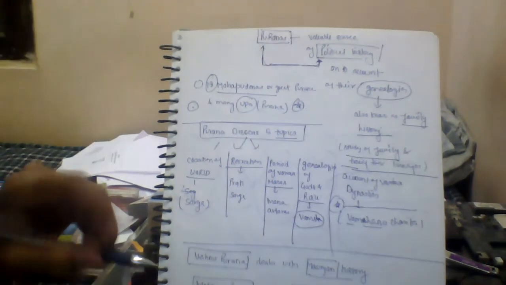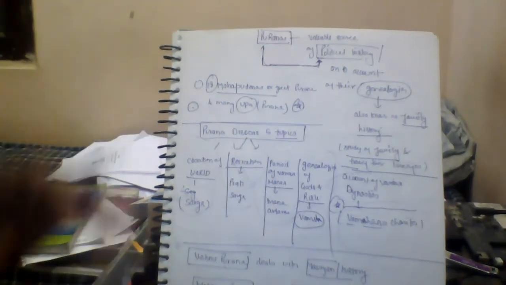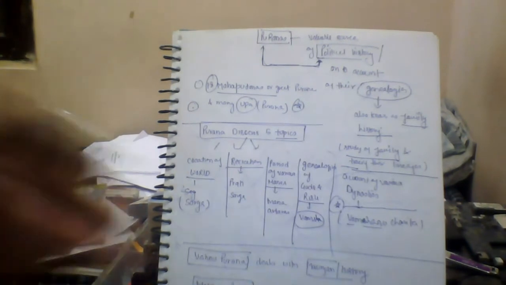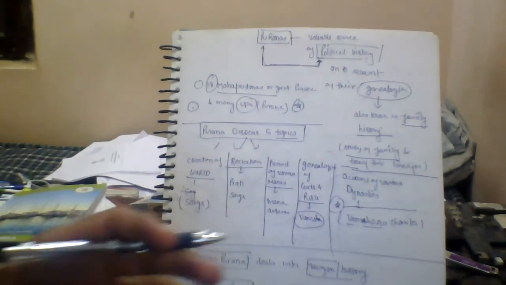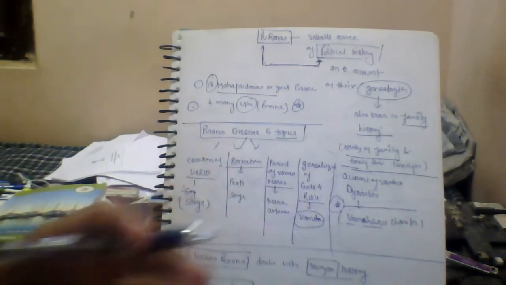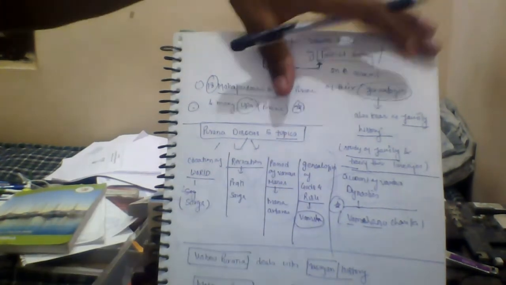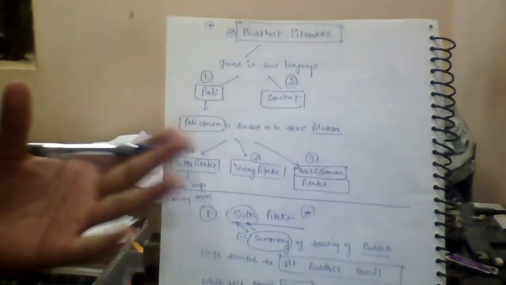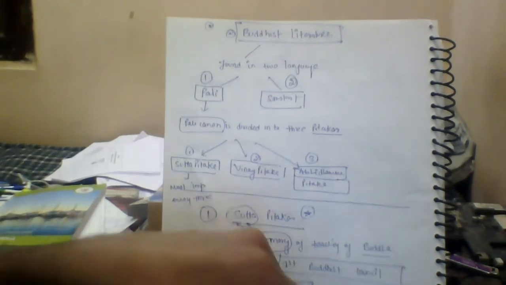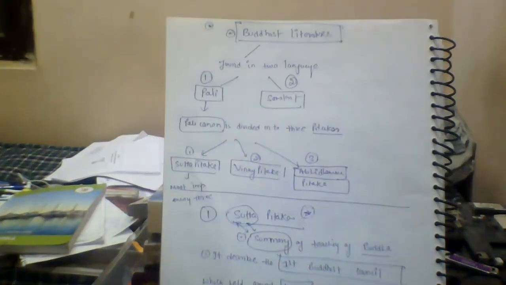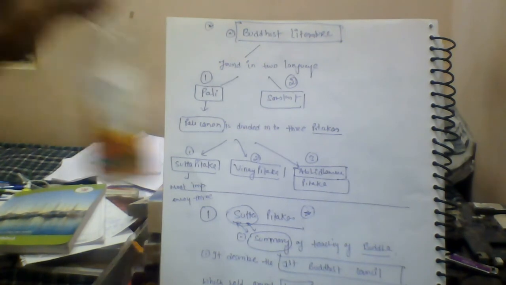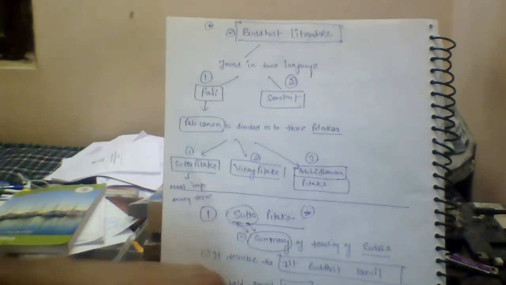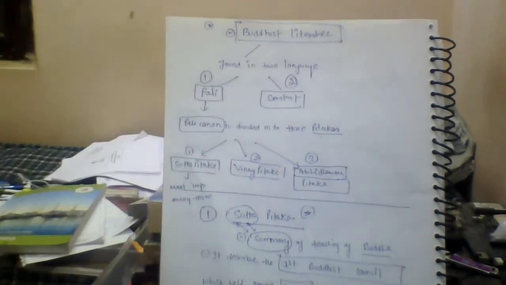So these are the things that you can understand. We are not literally getting into history right now. We are looking for the sources of history, how we were able to know each and everything. Then we move to the next thing, which is Buddhist literature. Now move to the Buddhist literature.